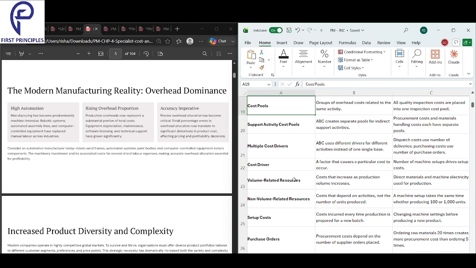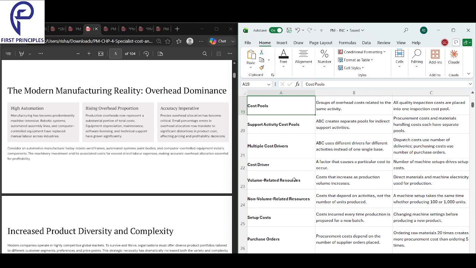Next is a cost driver. A cost driver is a factor that increases your cost. The more you do it, the more it will cost. The more kilometers I drive, the more petrol it will cost, so kilometers is a cost driver for fuel. Buy one samosa, there's a cost; buy two, the cost increases. At 5 rupees each, buying 50 costs 250. So the quantity is the cost driver.